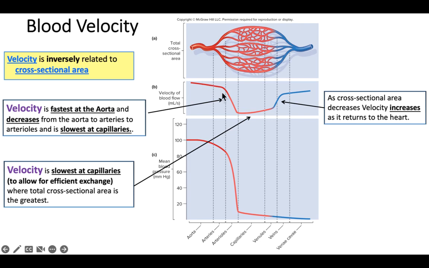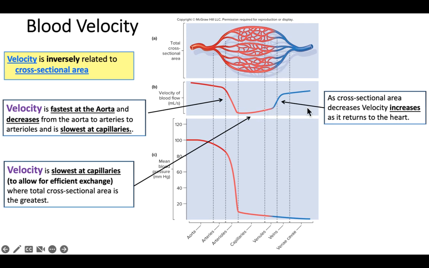So this should make sense, right? We're moving blood pretty quick because the goal is to get to the capillaries. Once we get to those capillaries, we want to slow down because we've got to do all that gas exchange. We've got to exchange nutrients for waste. And it's much easier to do that when blood's moving slowly through a capillary than if that blood is flying through that capillary.